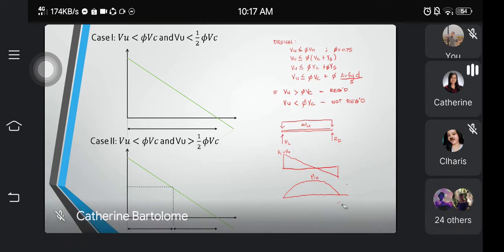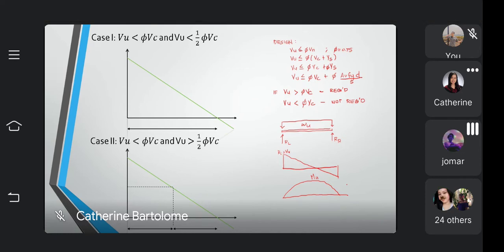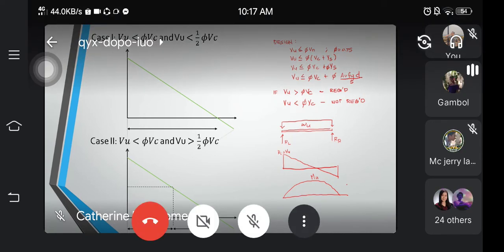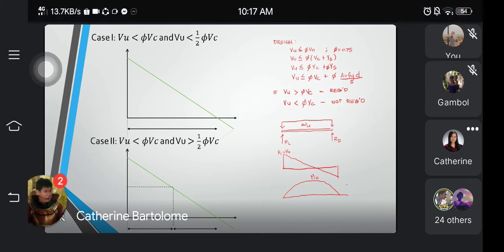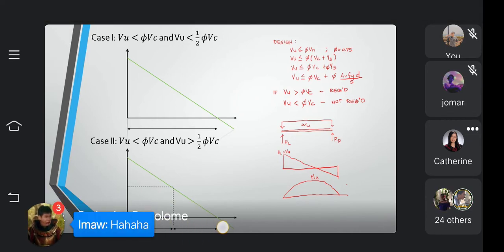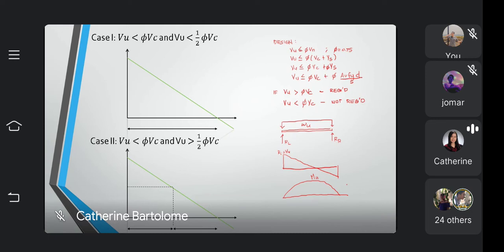Dapat isang sem lang ba yung theory nyo? Yes, ma'am. Kasi dapat dalawang sem yun. Theory 1, theory 2. Ma'am, andun na lahat. Pinagsama-sama. Hindi nyo yun matatapos ng isang sem. Kaya ganun, ma'am. Na-rush lang kami doon. Tapos pandemic pa. Tapos online pa.